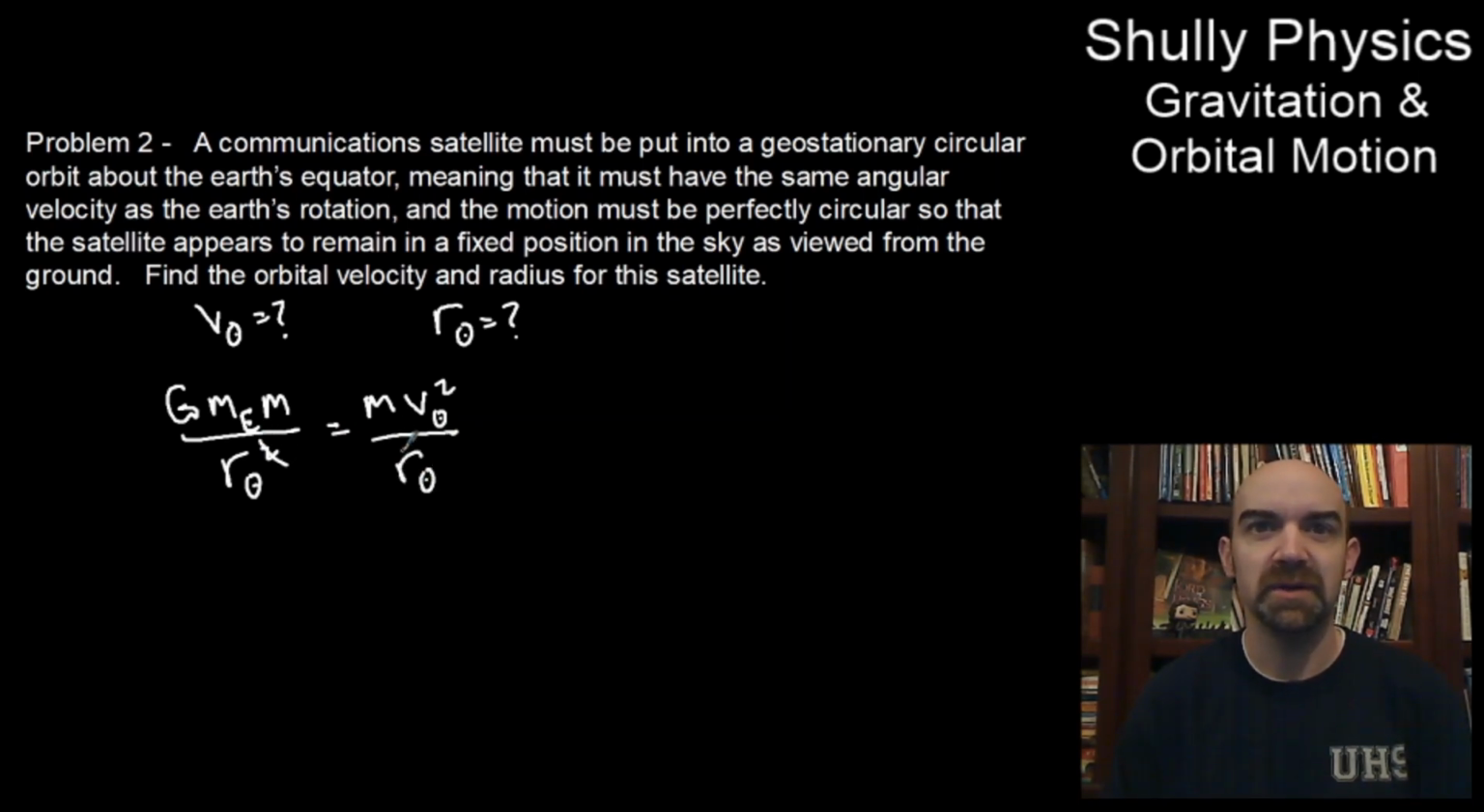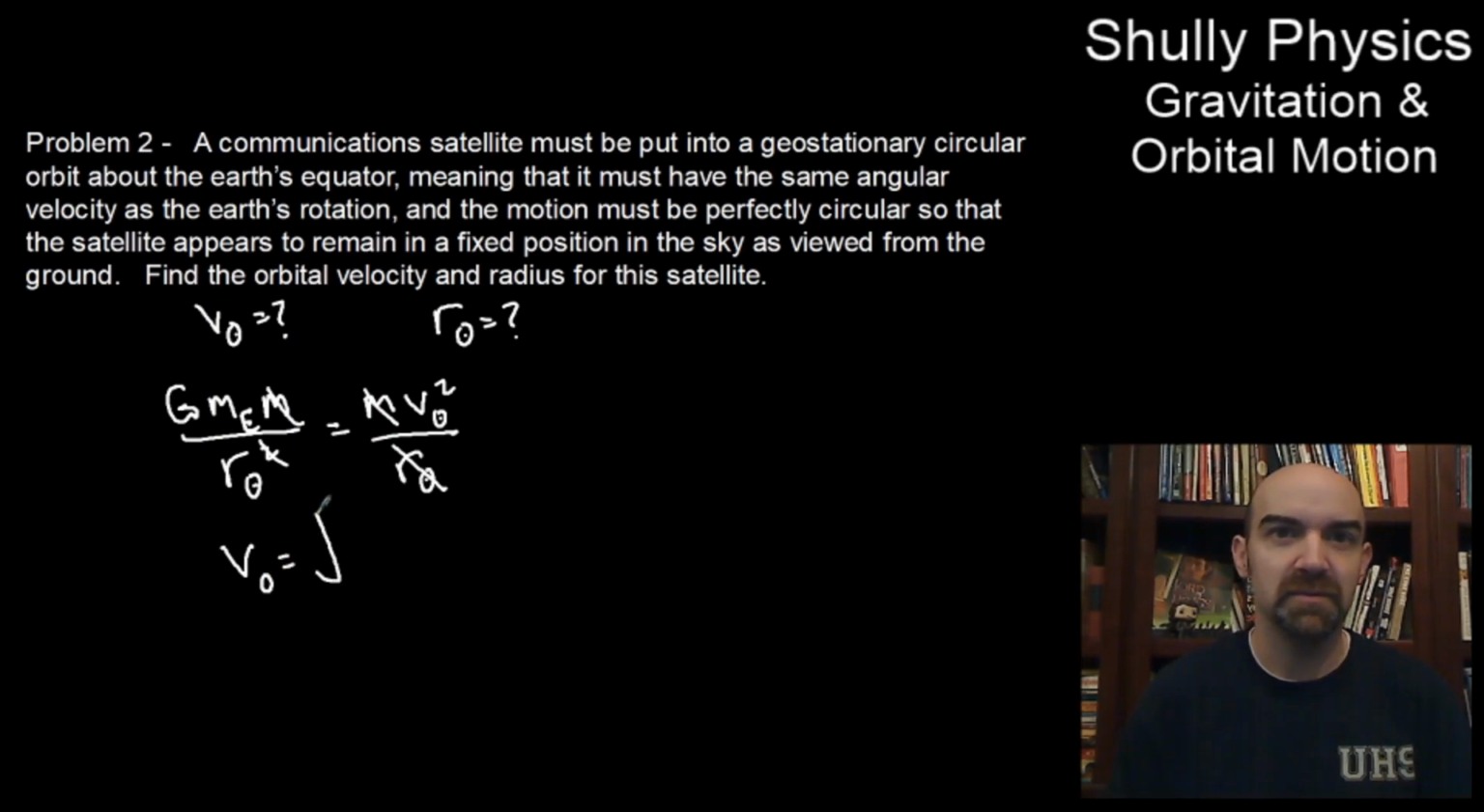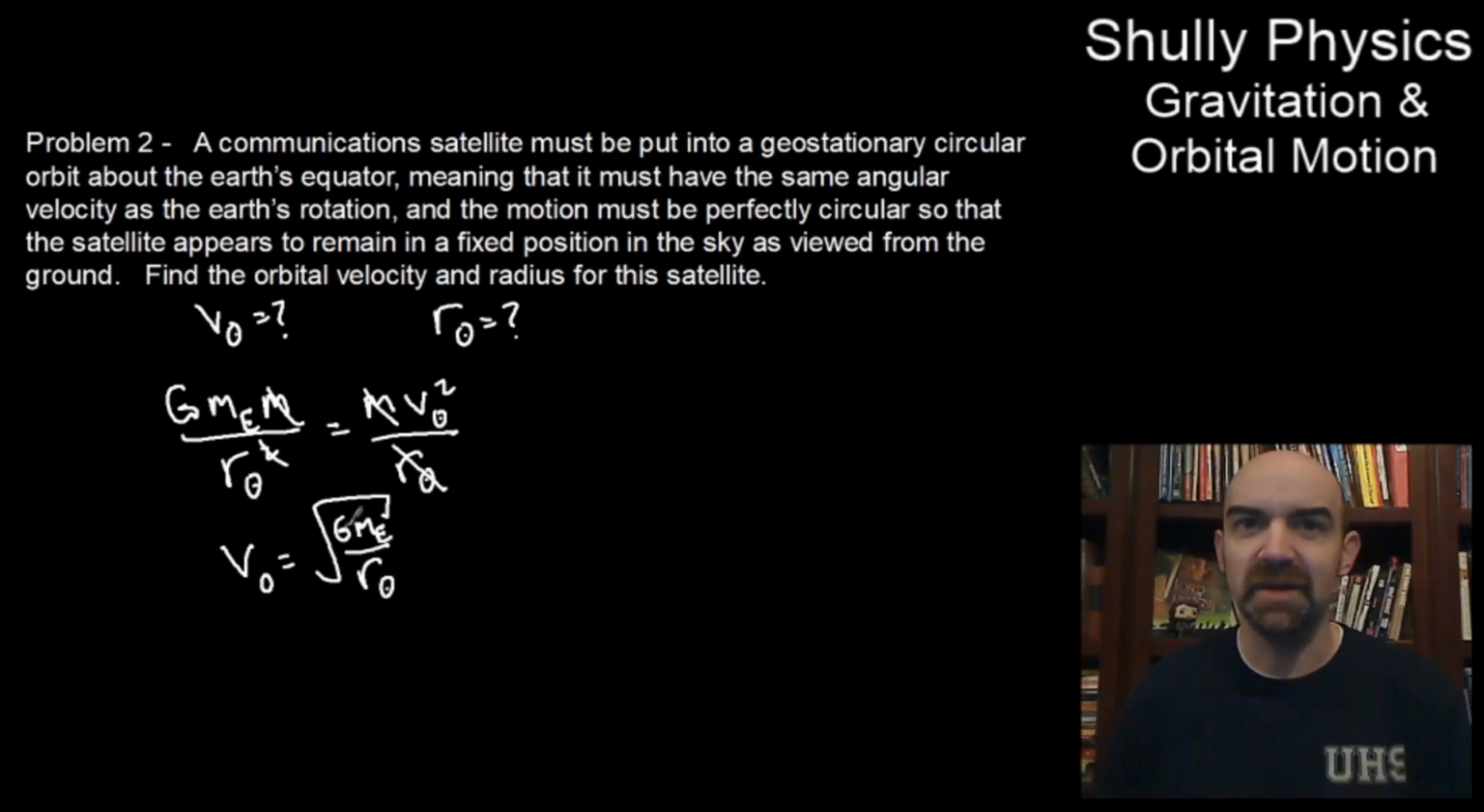Okay, so again, things reduce a bit, and we end up with orbital velocity being the square root of G times the mass of Earth over orbital radius. But we're kind of stuck here because we have G and we have the mass of Earth, but we don't have the orbital radius or the velocity. So what else is it talking about here? It says it must have the same angular velocity as the Earth's rotation.